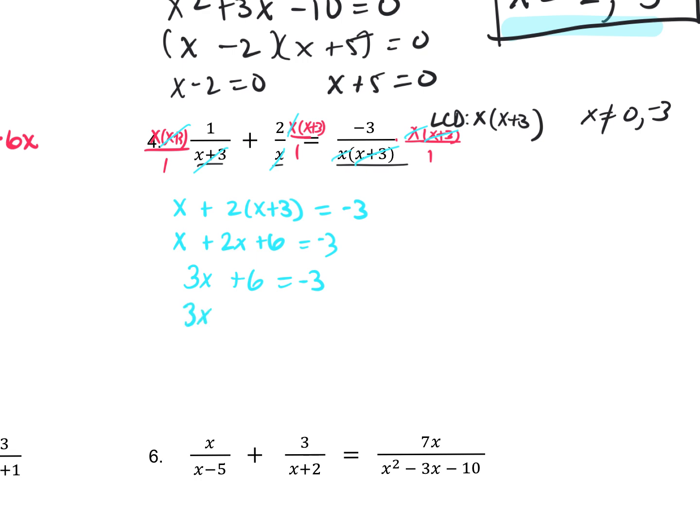X minus 6, oops, 3x equals negative 9, x equals negative 3. So now I have my solution. So now I need to go up and check my restriction.